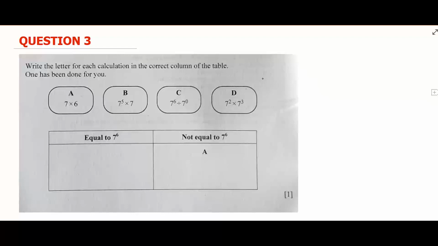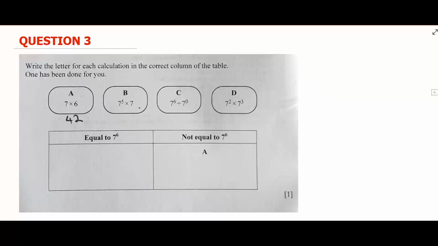Write the letter for each calculation in the correct column of the table. One has been done for you. So if you look at this, the first column we have equal to 7 to the power of 6. Then the second column we have not equal to 7 to the power of 6. So this is 7 times 6. Of course, 7 times 6 is 42. It is not equal to 7 to the power of 6. So what you need to do is to place in the letters here.